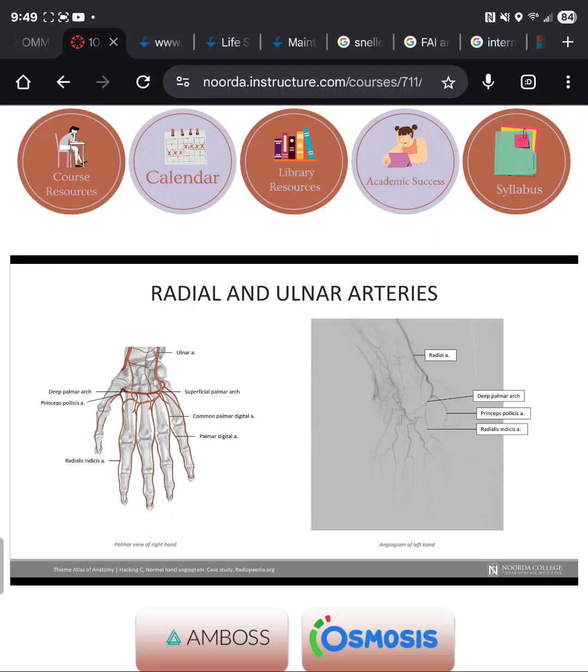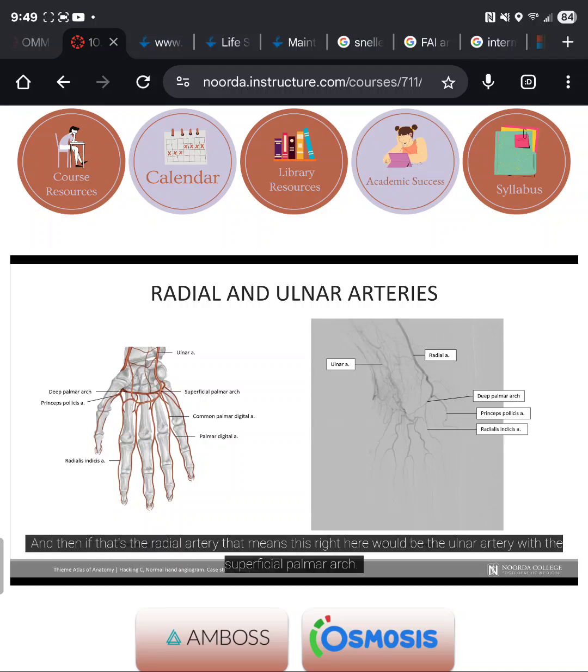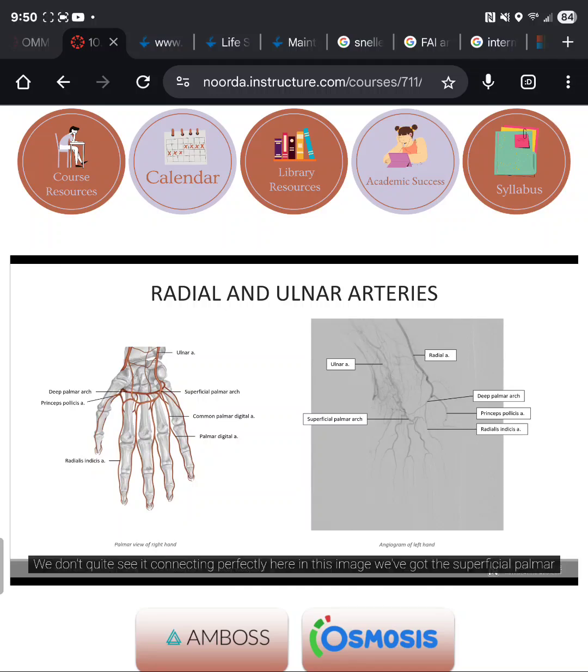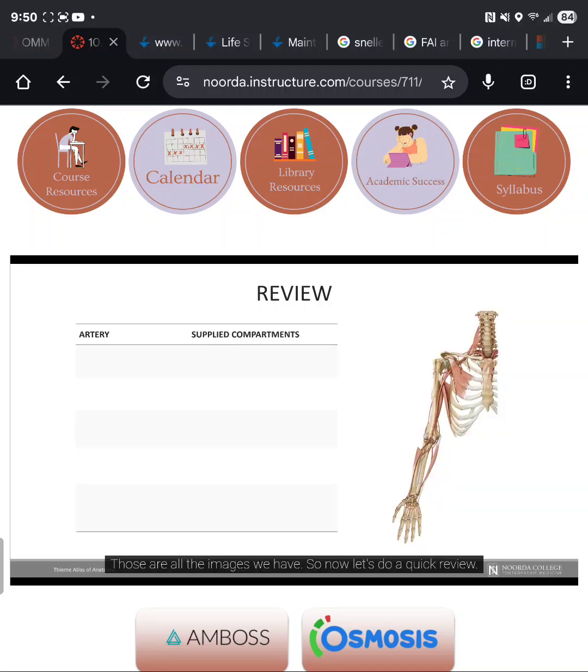and then the radialis indicis artery here going to the index finger. And then if that's the radial artery, that means this right here would be the ulnar artery with the superficial palmar arch. We don't quite see it connecting perfectly here in this image. We've got the superficial palmar arch with common palmar digital arteries that will then split into just palmar digital arteries. Those are all the images we have, so now let's do a quick review.